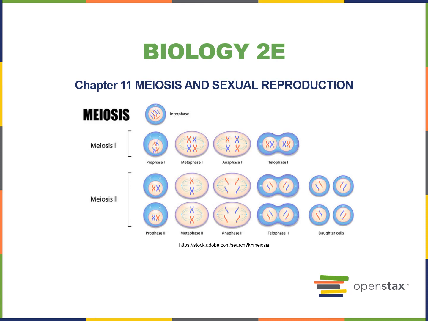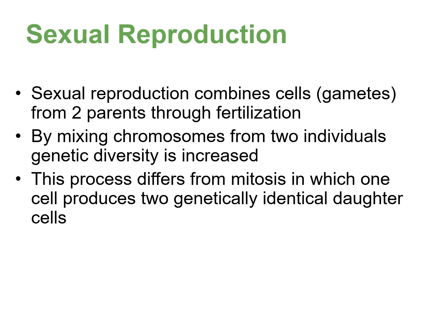In Chapter 11, we are going to cover meiosis and sexual reproduction. Now that you have all learned about the process of mitosis and the replication of body cells, where one cell is going to produce two genetically identical daughter cells, we're going to talk about how gametes and sexual cells reproduce.